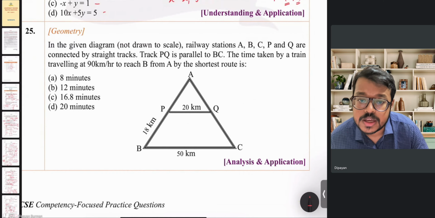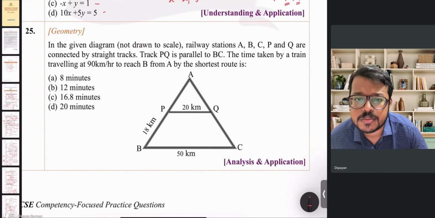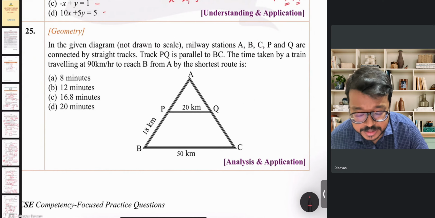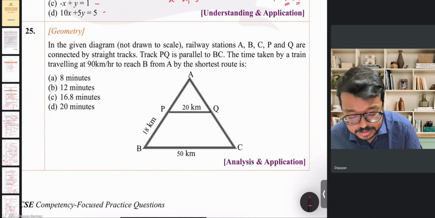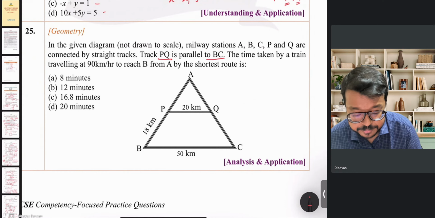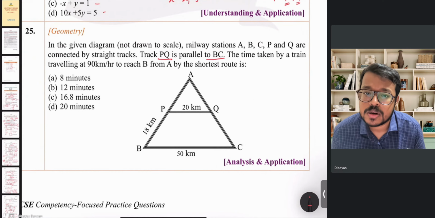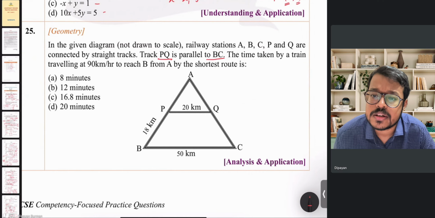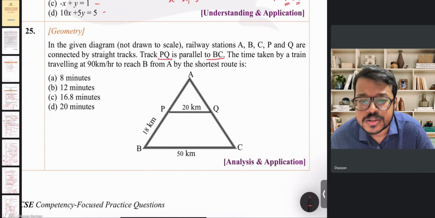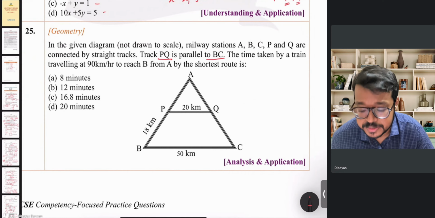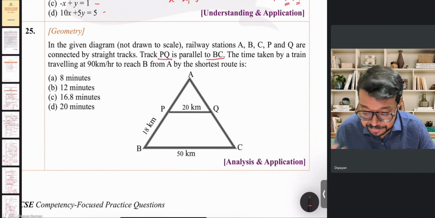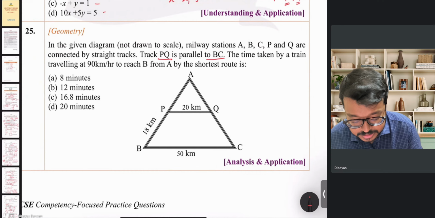And we can apply something to do with similar triangles or the basic proportionality theorem, anything. Because we have a triangle ABC and it is said that PQ is parallel to BC. And there is something about railway stations and the train traveling. So we can look at it in terms of distance and then the speed. Okay, so they're saying that these measurements are given.